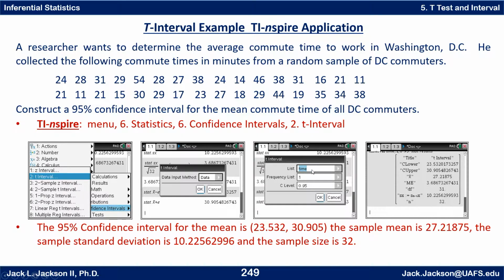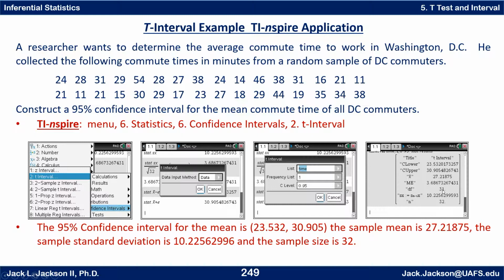Our list, the name of the list was time, if you remember, so I click on this right over here, and the drop-down box will come up and you'll pick time from the options there. Frequency list, again, is 1, confidence level, put in 0.95, just like we did on the 84. Click OK, and it comes up in a matrix this time. It says it's a t-interval. The lower limit of your interval is here, and it gives more digits. The upper limit is here, it gives more digits. The x-bar is here. The margin of error, which I've been just calling E, is there.